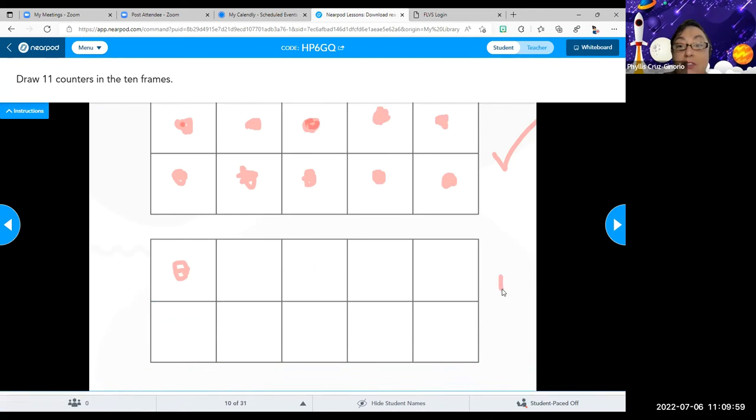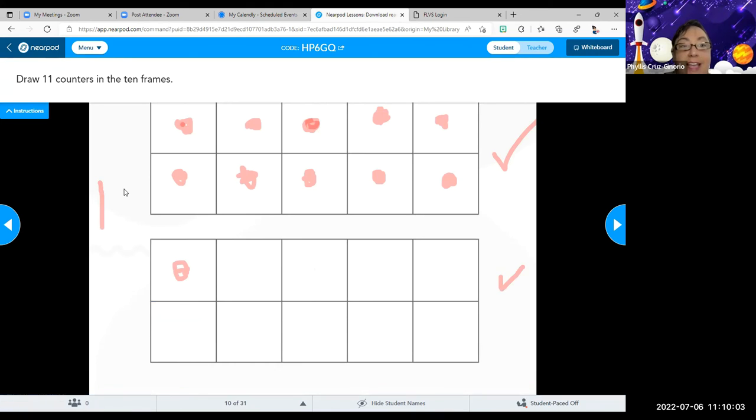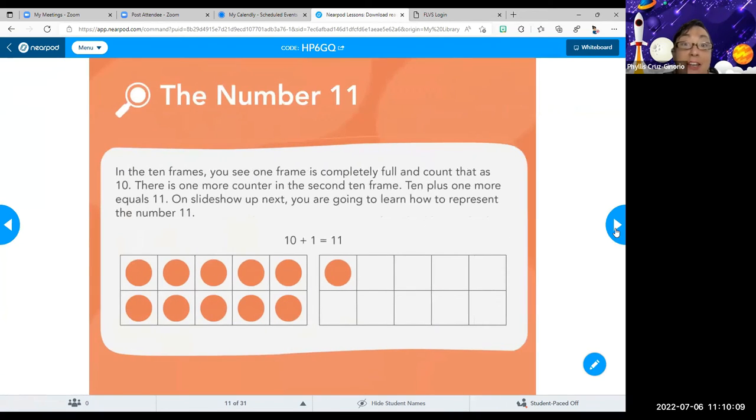That's right. So now what does the number 11 look like? It looks like a 10 and one leftover 1. You can draw the number 11 just like that. And you can represent it. Check your answer. That's right.